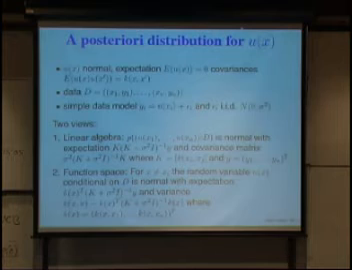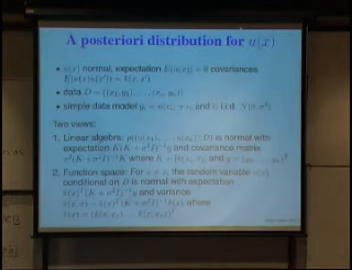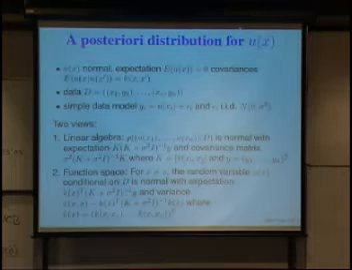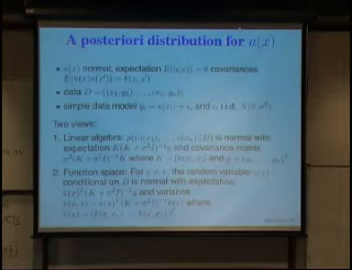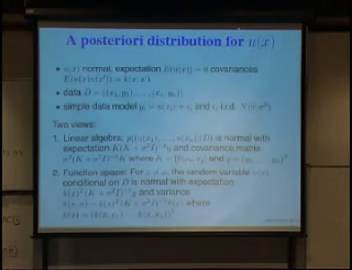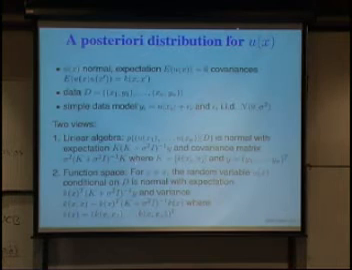Linear algebra shows us that the distribution of these random variables u(x1) to u(xn), given our data, is normal with this expectation, and K is the matrix with our covariances plus sigma squared I, where sigma squared is the variance of our noise, inverse times K times Y, and we know the covariance matrix as well.